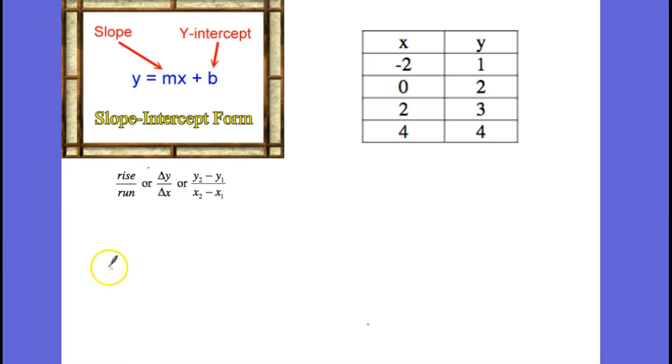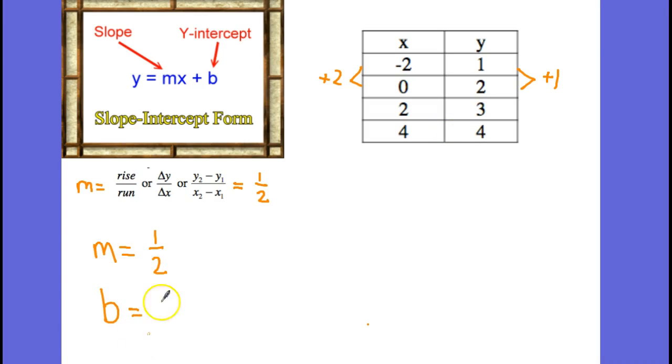Here's our first example. So we just need to find m and b, slope and y-intercept. Remember that your slope is the rise over run, or change in y over change in x, or you can take 2 points and find their differences. A nice easy way when you're using a table is to just find the changes this way. So change in y is 1 to 2, which is plus 1. Change in x is negative 2 to 0, which is plus 2. Your change in y over your change in x is a positive 1/2.